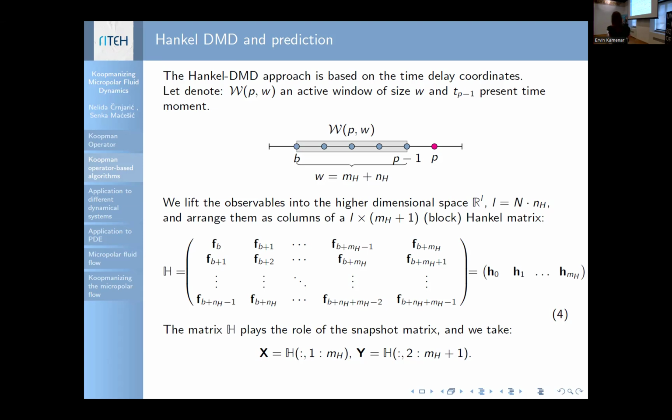One can observe that for each active window, we can build different Hankel matrices with different dimensions. In our work, we considered and compared what happens if we change the structure, the dimensions of this matrix, the number of columns and rows.